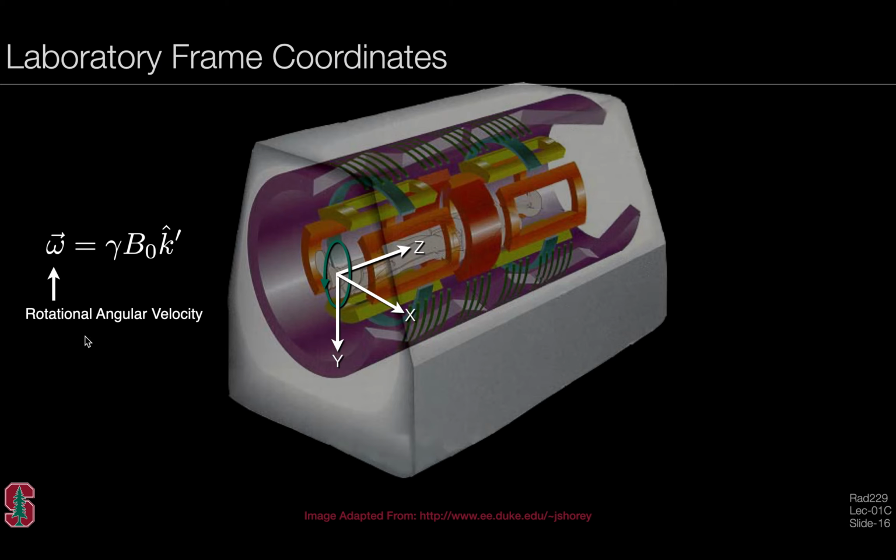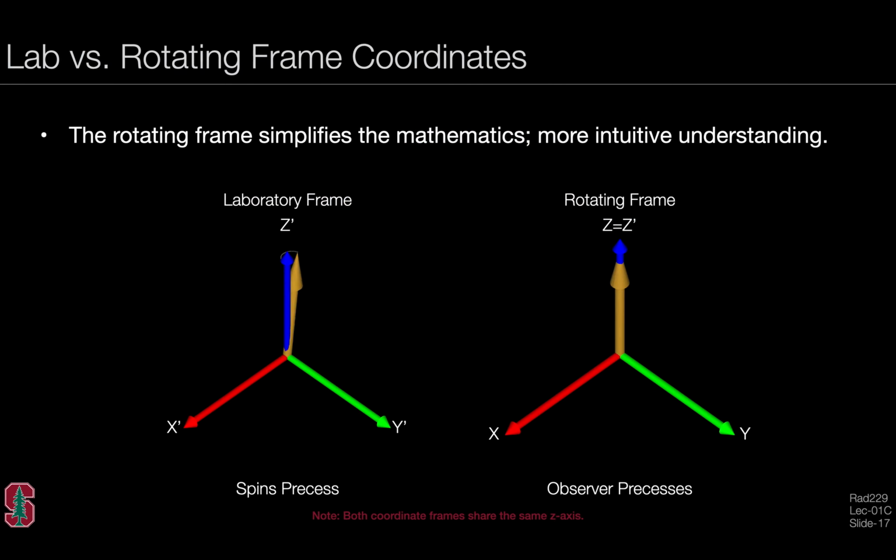And so we recall that the rotational angular velocity can actually be a vector. It depends on the main magnetic field that the spin system is being exposed to. And so this becomes one description of the Larmor expression anchored to the laboratory coordinate frame.